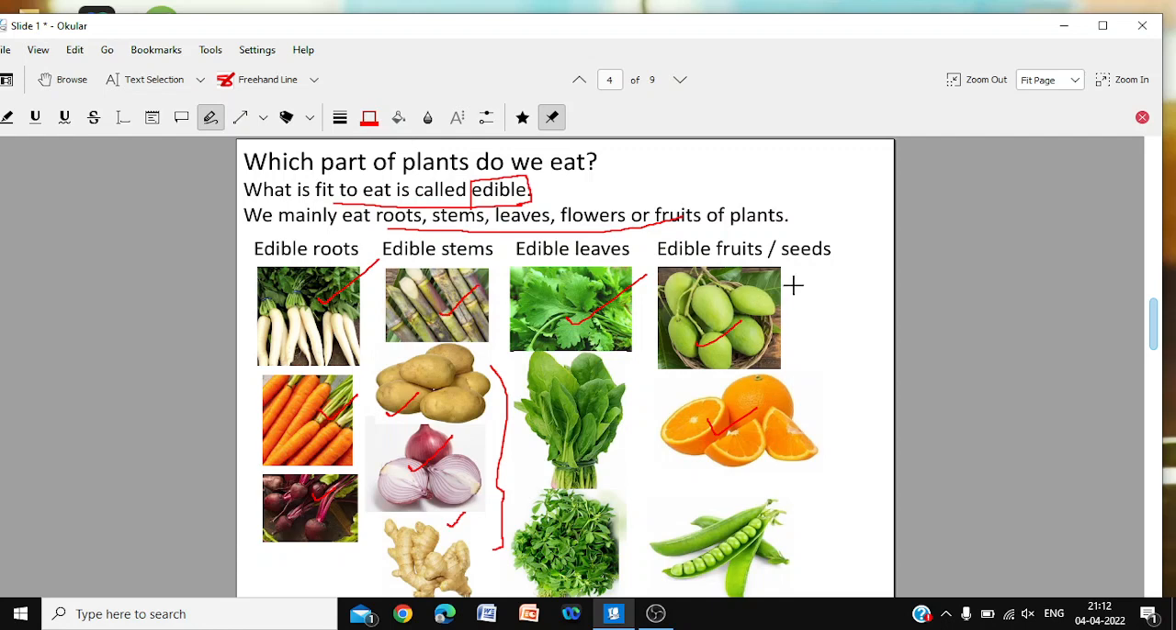We have seeds, the seeds of pea pod. We have various nuts: coconut, almond, groundnut. So these are from the edible parts of the plant. So the edible part could be roots, stems, leaves, flowers, or fruits.